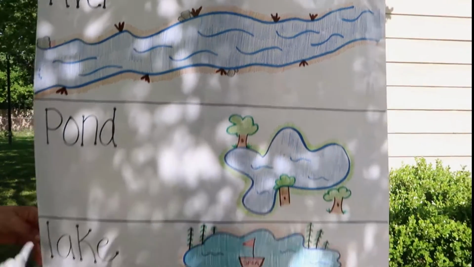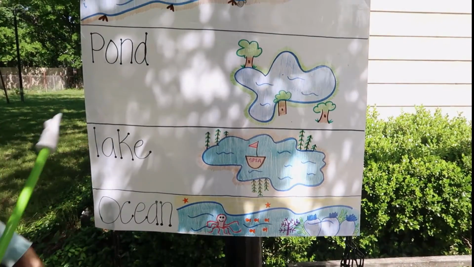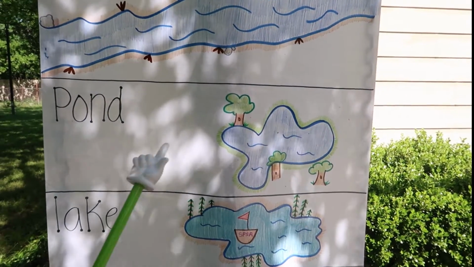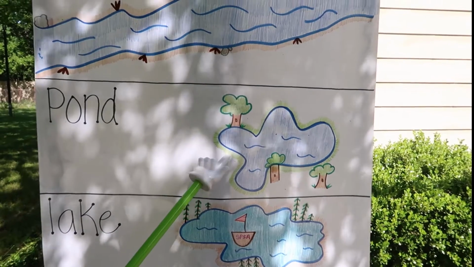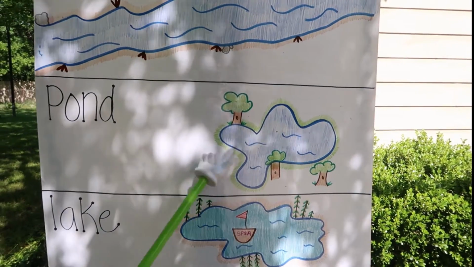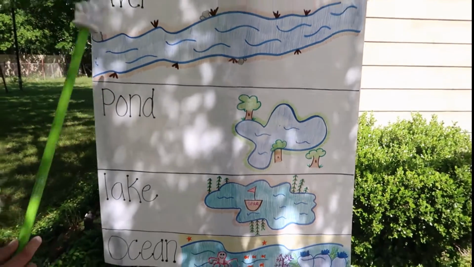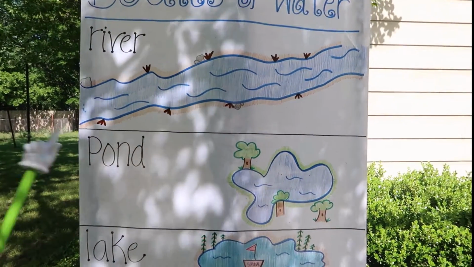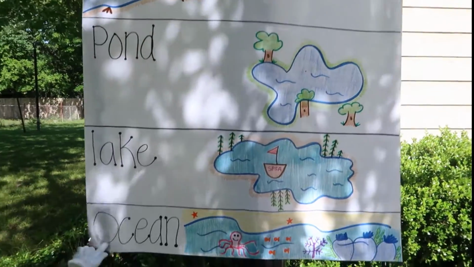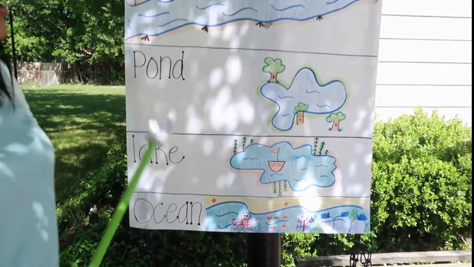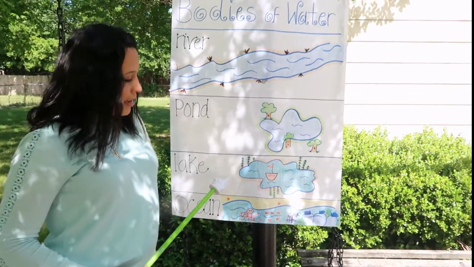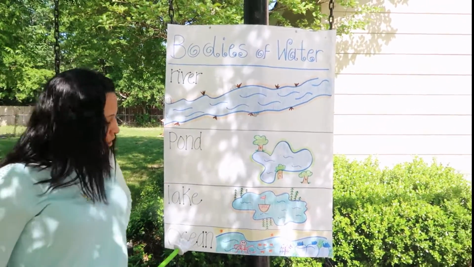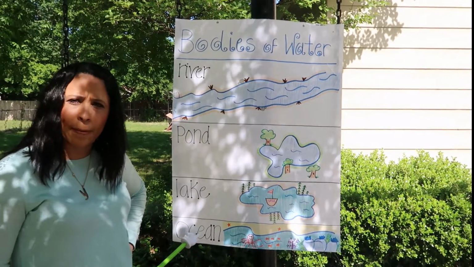River, lake, and ocean. This one in here is another body of water. It's called a pond. We already covered letter P, so I just wanted to make sure that was another body of water. So let's go. Say river, river, pond, pond, lake, lake, ocean, ocean. So rivers and lakes have fresh water, and the ocean has what type of water?